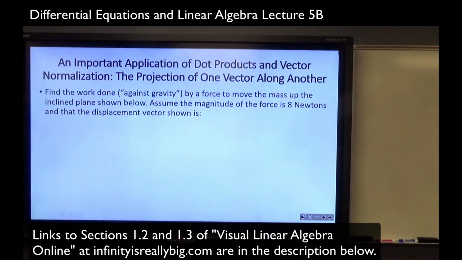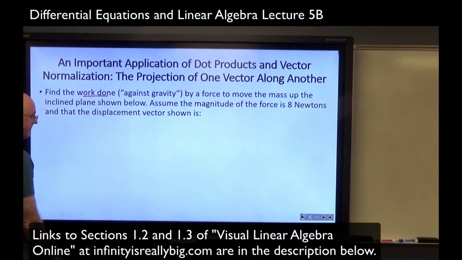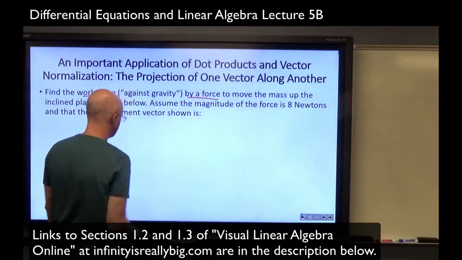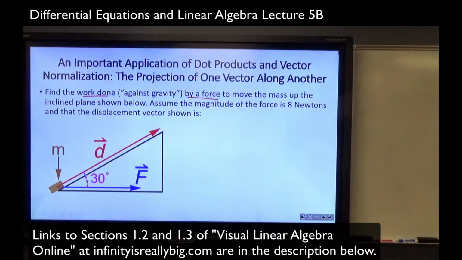All right, on to the content. It's a physics application, just like in Lecture 5a. We were doing free fall. Now we do another physics application. We're trying to find something called the work done by a force. It's going to be a force going against gravity to move a certain mass up a certain inclined plane shown below. Assume the magnitude of the force is 8 newtons, a constant force, and that the displacement vector is the red vector here that you see labeled D.